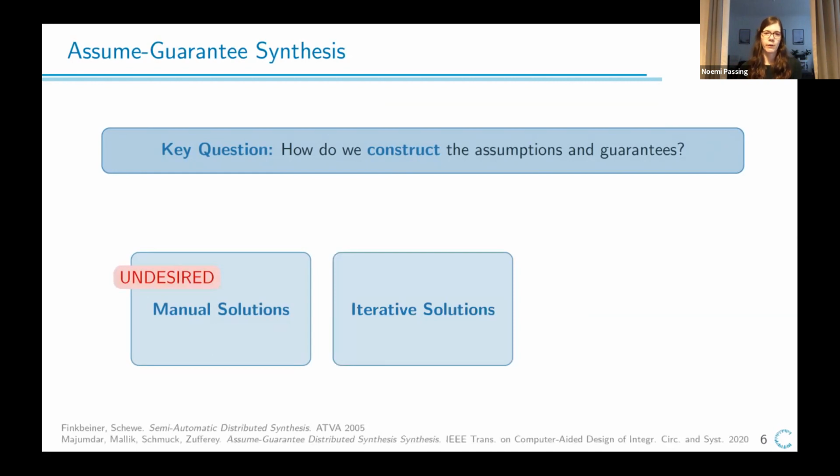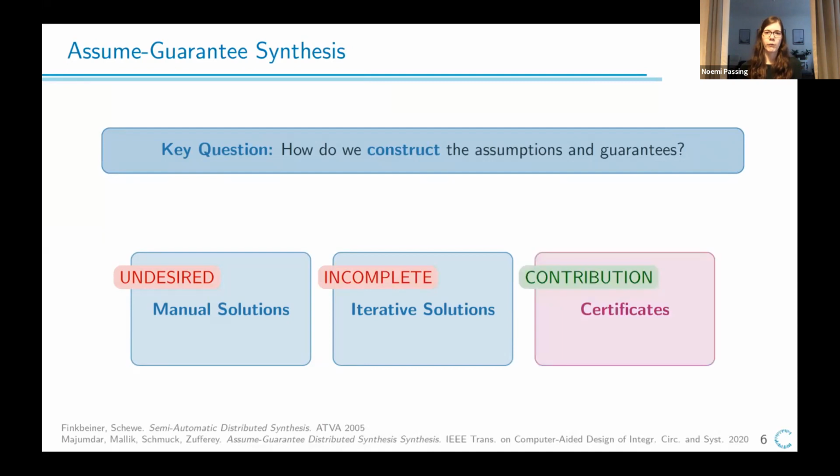Another approach is to have iterative solutions. That is, the first process poses an assumption on the behavior of the second process. The second process then tries to satisfy the specification as well as the assumption of the first process, and again poses an assumption on the behavior of the first process that it needs in order to satisfy the specification and the assumption. And so we have a negotiation loop between our processes that iteratively refines our assumptions and guarantees until we find a valid assume guarantee contract. However, this loop might not terminate, and therefore these iterative solutions are incomplete.